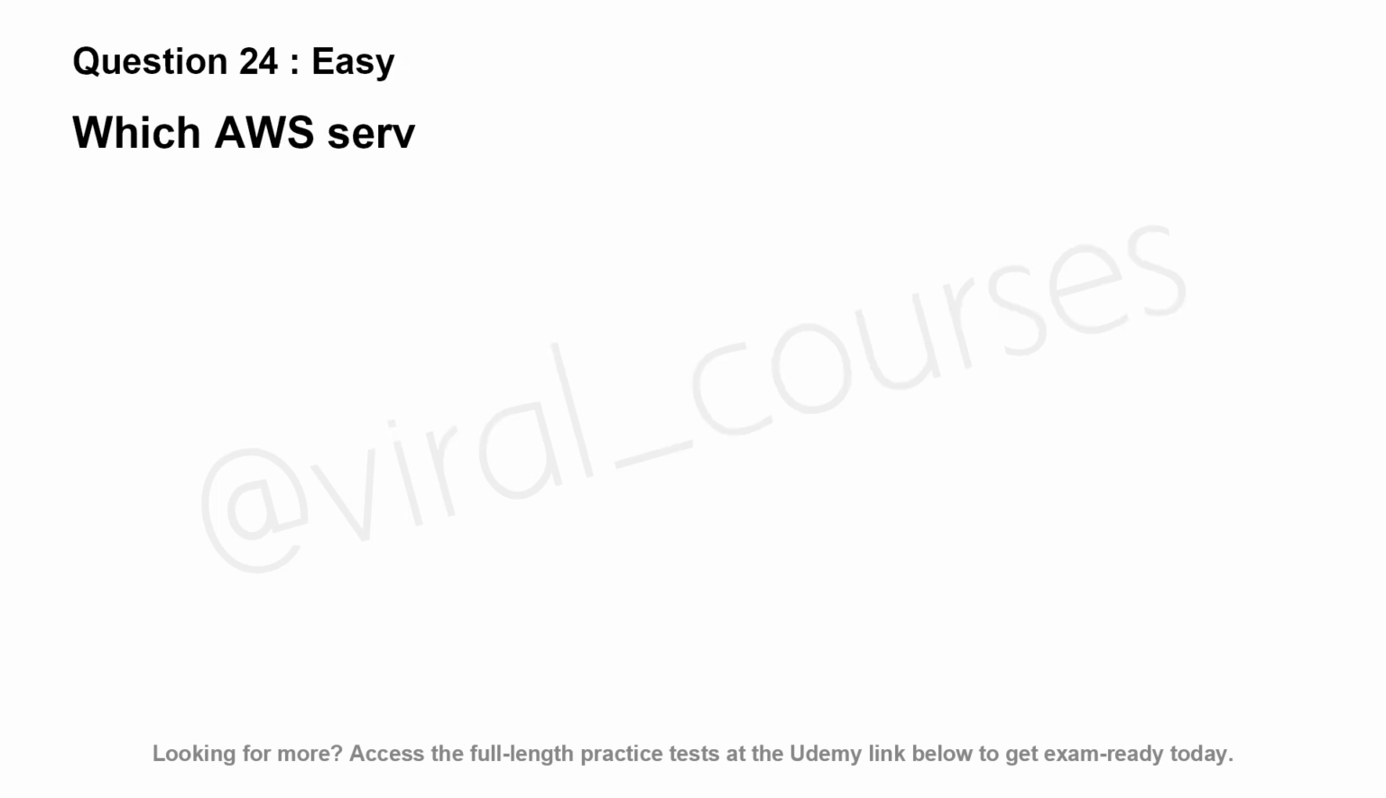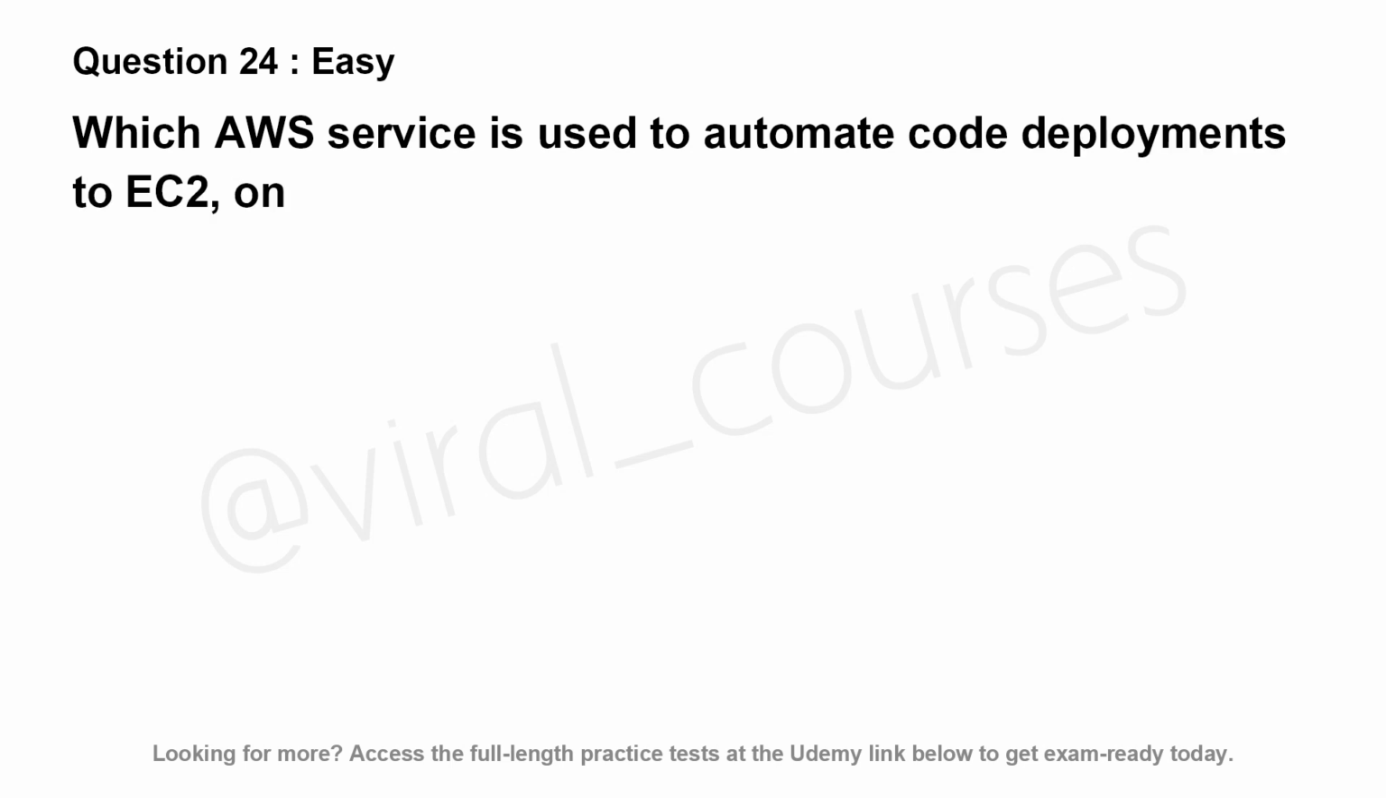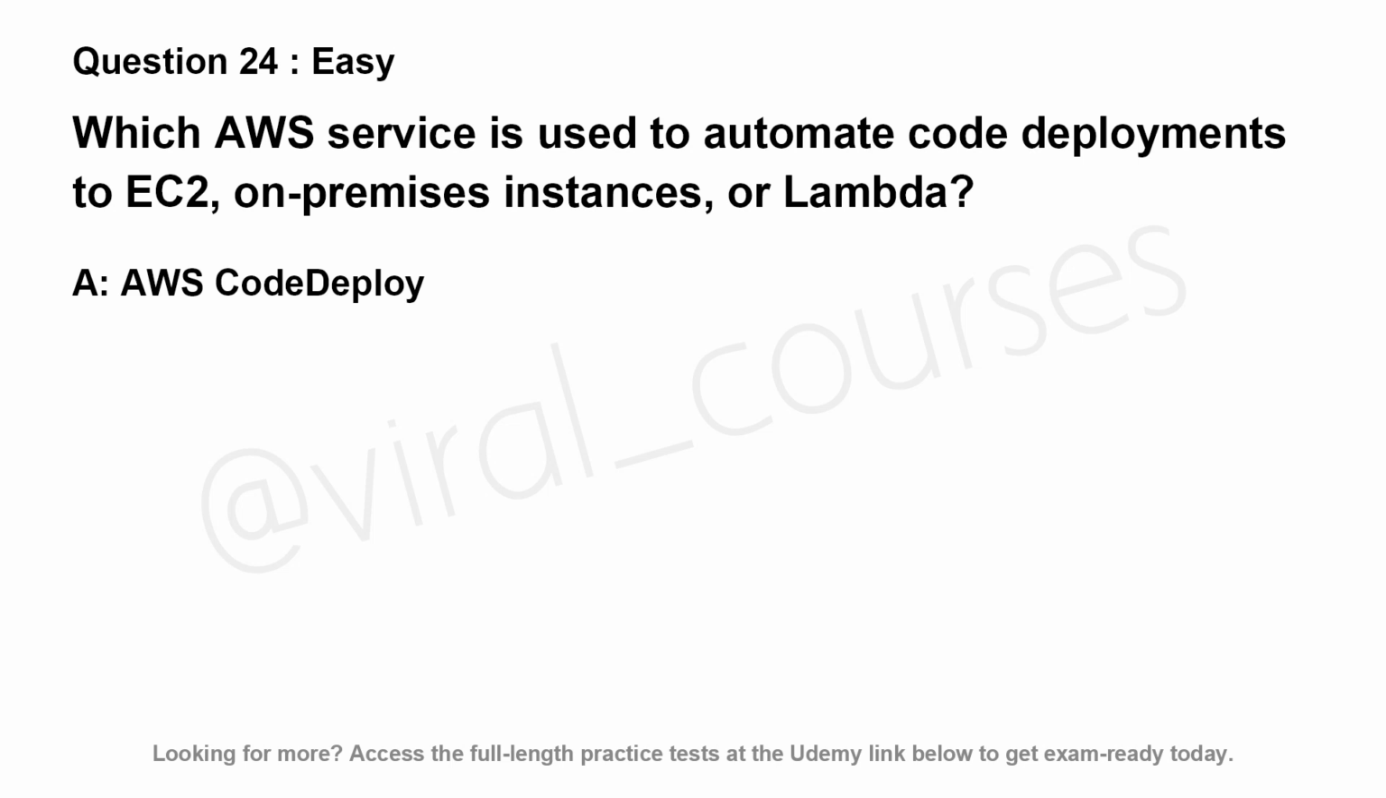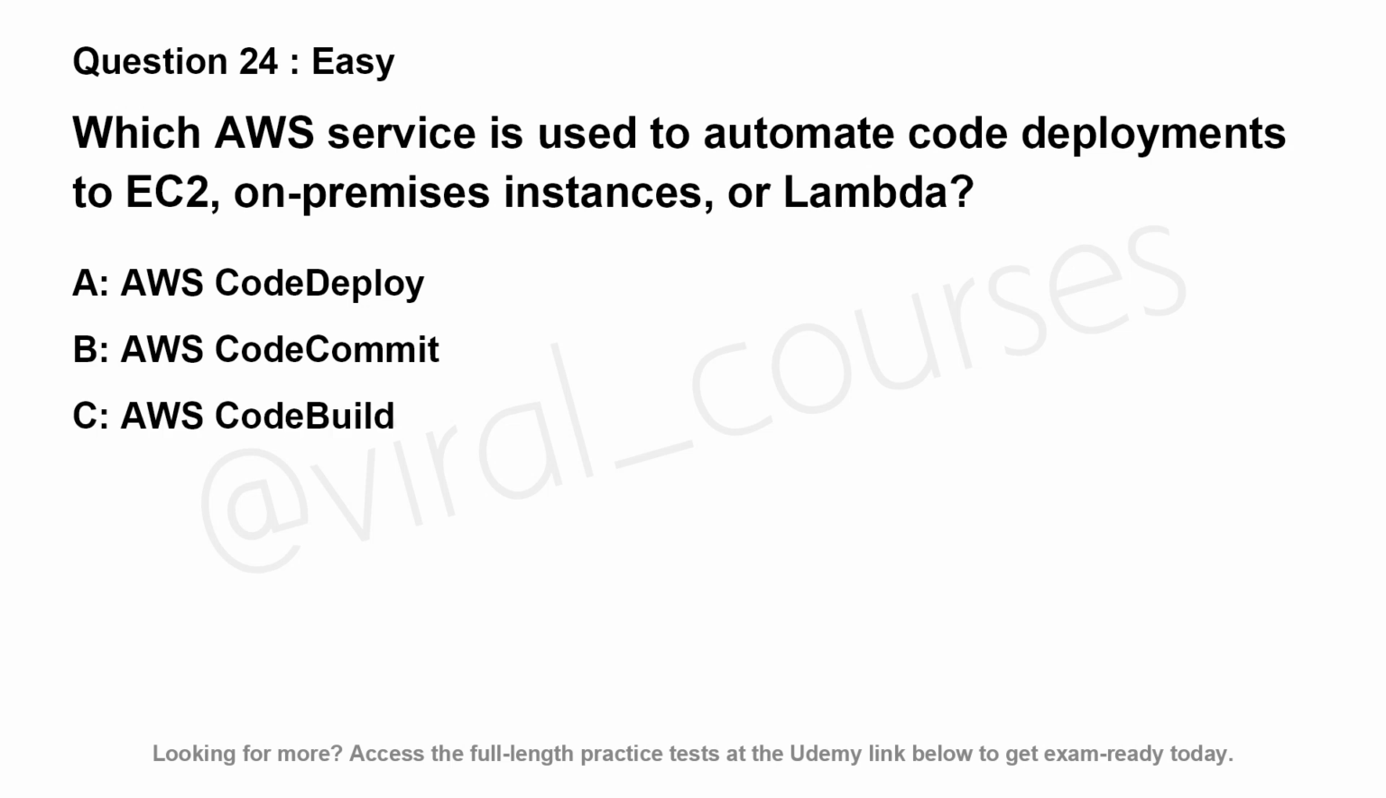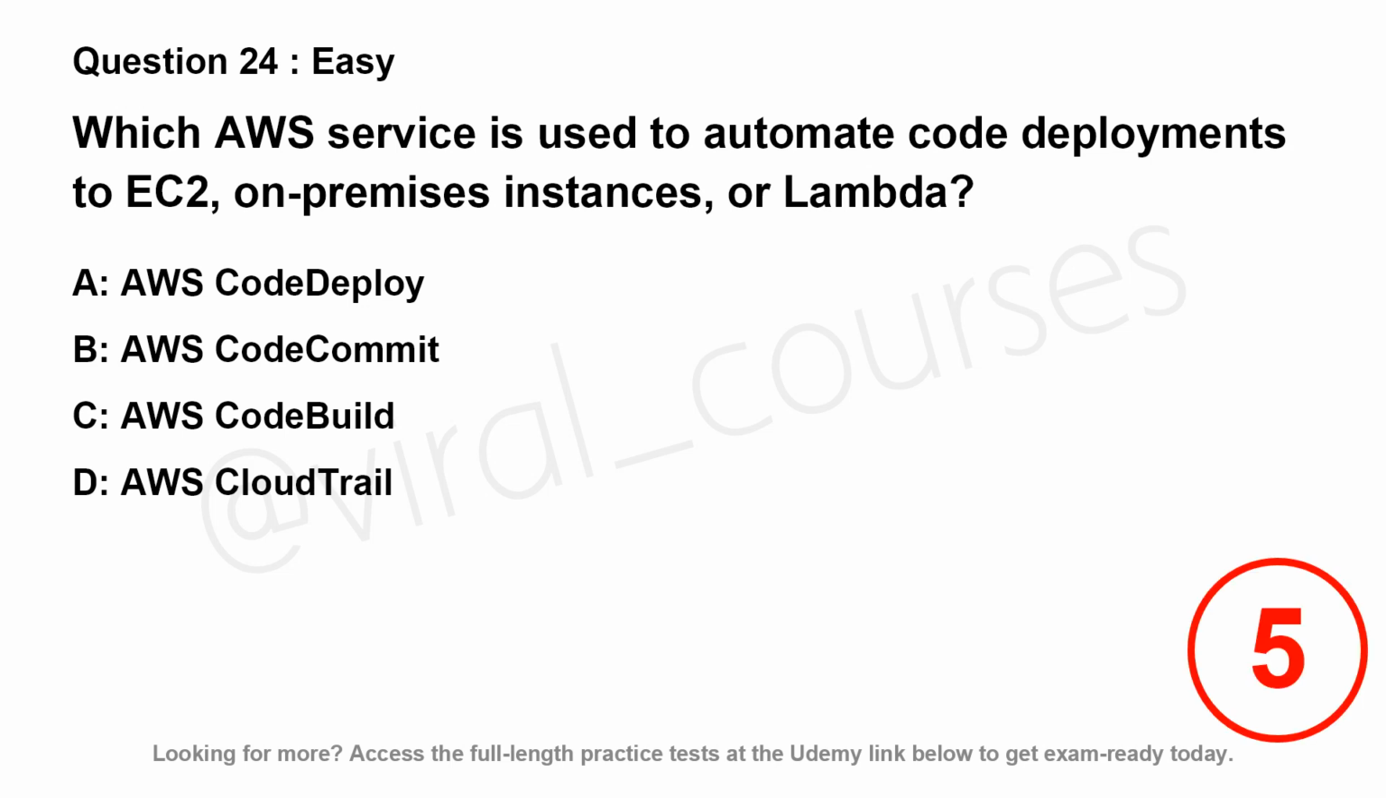Which AWS service is used to automate code deployments to EC2, on-premises instances, or Lambda? Option A. AWS CodeDeploy. Option B. AWS CodeCommit. Option C. AWS CodeBuild. Option D. AWS CloudTrail.